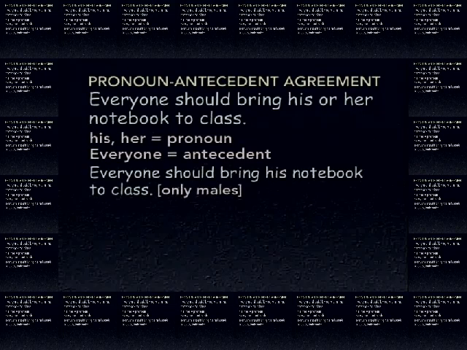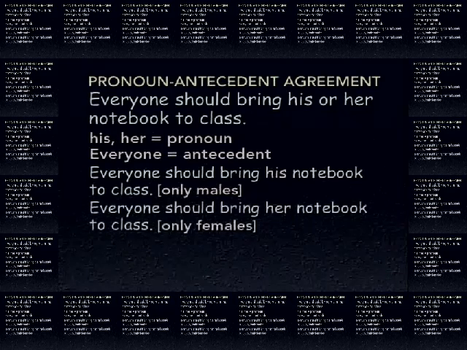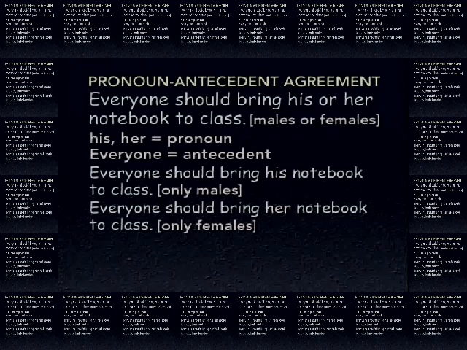On the other hand, it could be a class made up only of women. It could be a class in auto repair for women. If everyone in the class were female, then the sentence could correctly read, everyone should bring her notebook to class. However, most classes nowadays include both men and women. And so the indefinite pronoun everyone needs to be considered in this case as possibly either masculine or feminine.